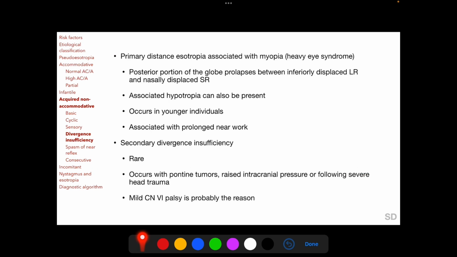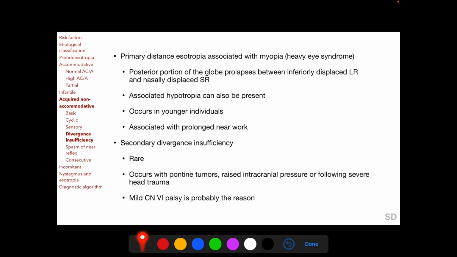The second pattern of divergence insufficiency is the primary distance esotropia associated with myopia, also called heavy eye syndrome, in which the posterior portion of the globe prolapses between the inferiorly displaced lateral rectus muscle and the nasally displaced superior rectus muscle. Associated hypotropia of the eye can also be present, and this occurs in younger individuals with high myopia and is often associated with prolonged near work.